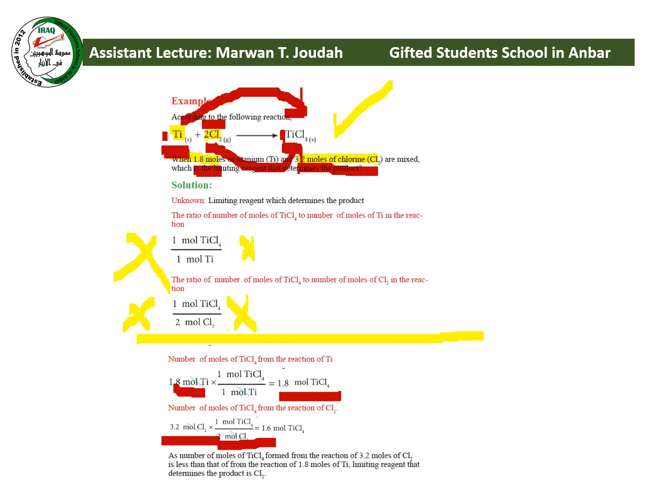Now, did you understand this? It's easy. The number of moles of TiCl4 formed from reacting 3.2 moles of Cl2 is less than with the titanium, so the Cl2 is the limiting reagent that determines the product.